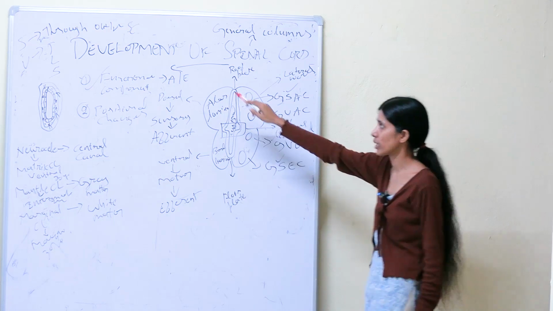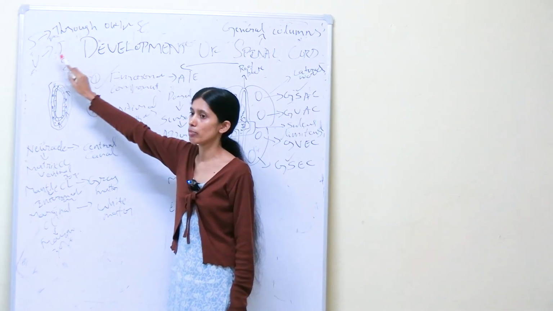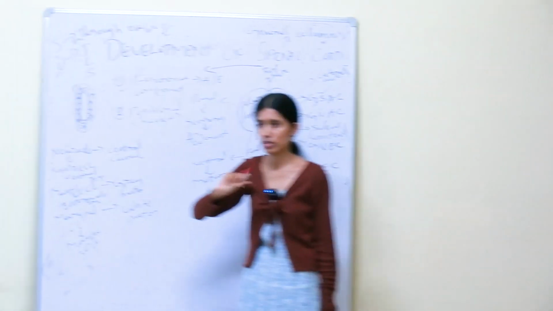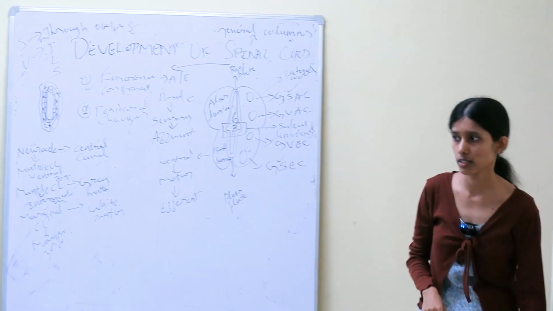Somatic columns are present throughout the spinal cord, whereas your visceral columns can be seen only in the thoracic, lumbar and sacral regions. Okay. Any doubts? Any doubts in this? Okay.